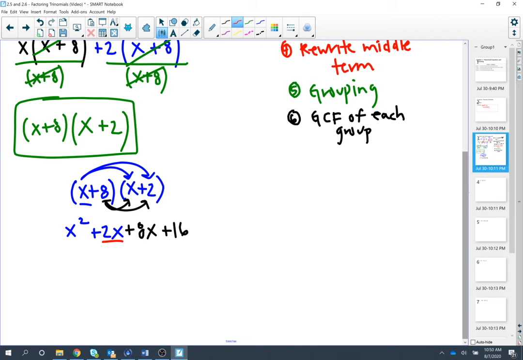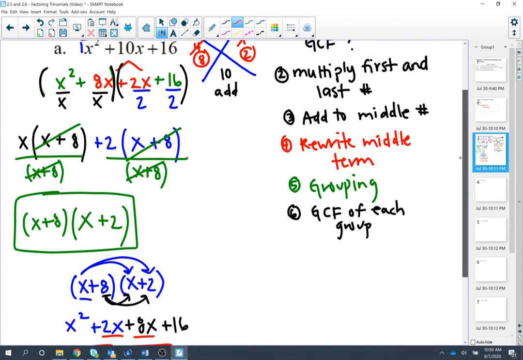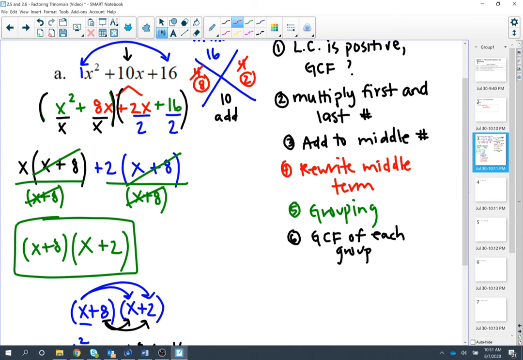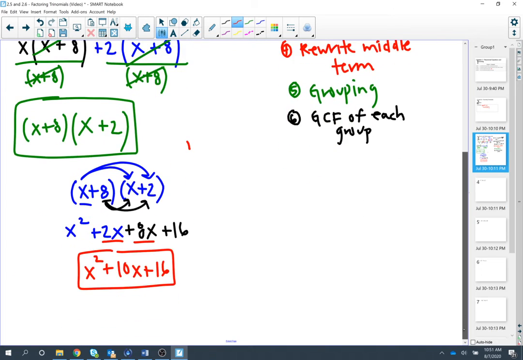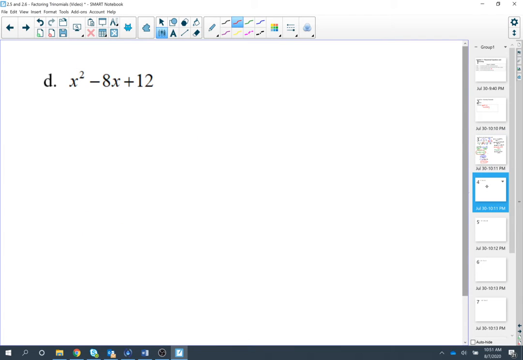Combine like terms, 2x plus 8x is 10x, and then plus 16, and drop down the x squared. So x squared plus 10x plus 16 is what we started with. So that tells me we did a good job. This down here is your standard form. This right here is your factored form, and ultimately this is our answer because we wanted to write it in factored form. So that is how you factor a trinomial. Let's try it again.